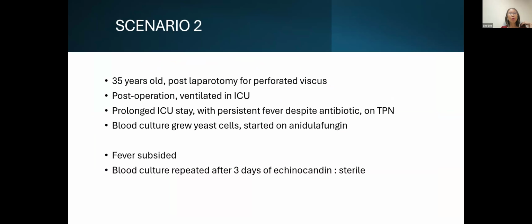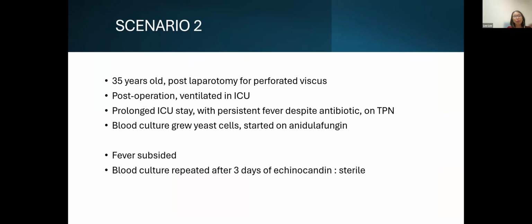Moving on to case scenario 2, here we have a 35-year-old gentleman, post-laparotomy for perforated viscus. Post-operatively, he was monitored in ICU. In fact, he was ventilated with a prolonged ICU stay. He had prolonged fever despite broad-spectrum antibiotics, and he was put on TPN. Blood culture grew yeast cells, and therefore he was started on anidulafungin. The fever responded to the anidulafungin therapy.